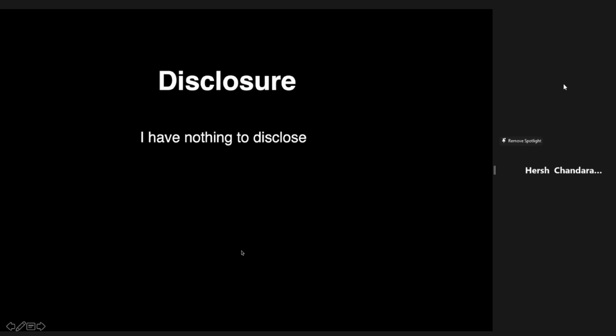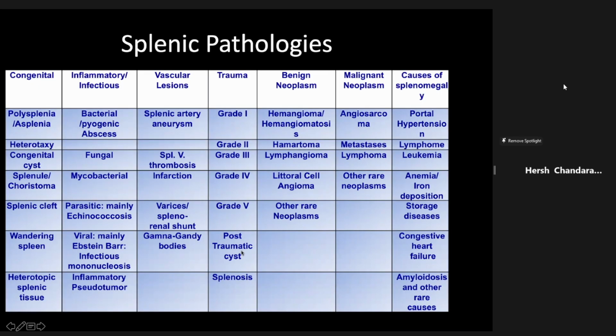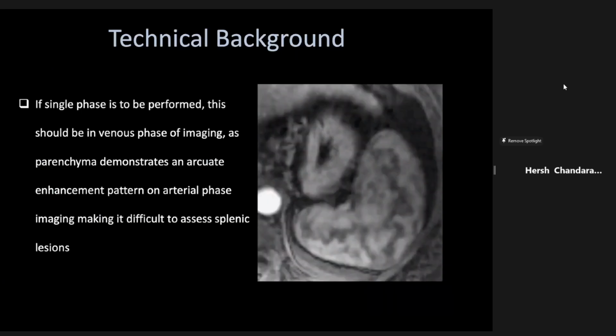Okay, I have nothing to disclose. It is really very difficult to characterize a splenic lesion, and that's why you see hundreds of pathologies involving the spleen. That's why you have to come up with some sort of approach to reach a specific diagnosis. Today I'm going to propose an algorithm based on what you see on imaging and based on the literature description of these lesions.